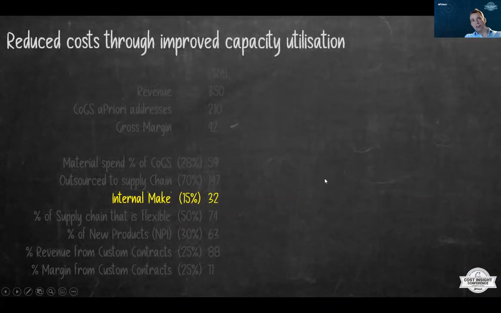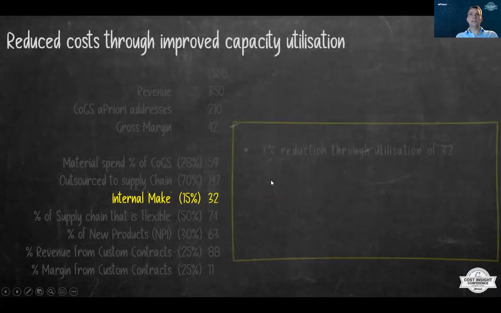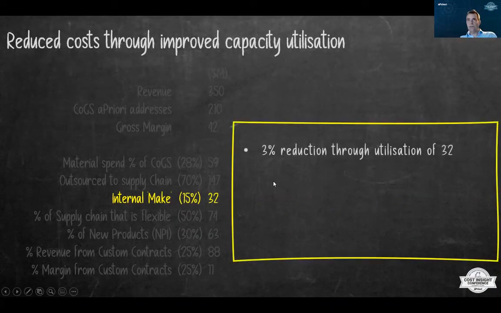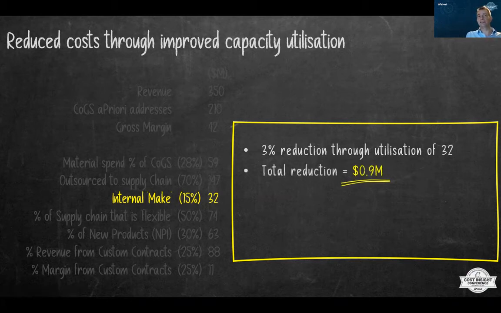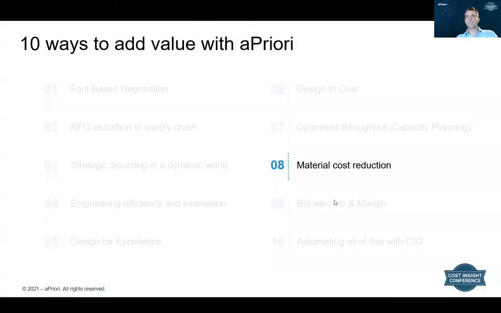But if we look at our internal costs, let's say 32 million, and we take 3% out of this through better utilization, then that's worth nearly $1 million to us. Just by optimizing our manufacturing facilities a smidge, just a wee bit better, equals nearly $1 million, which is huge. So that same principle, as I said, applies to material cost reduction.